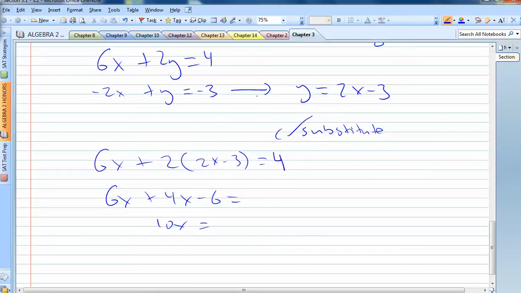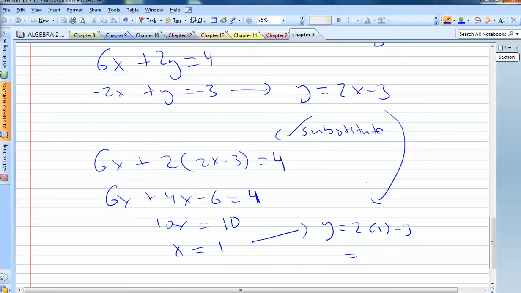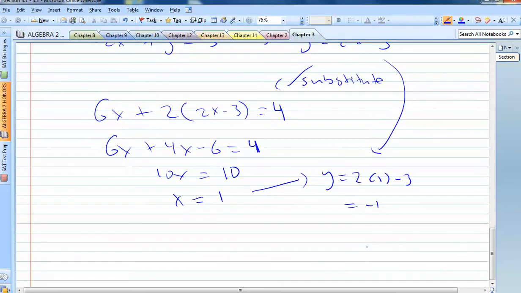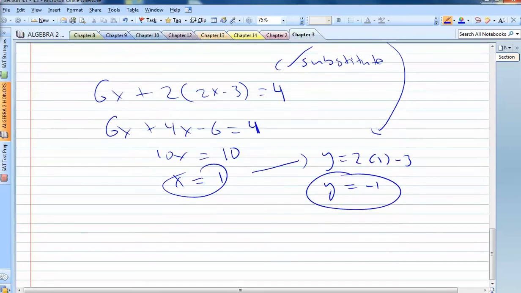So 6x plus 2y equals 4. We're replacing y with 2x minus 3. So x equals 1. Now, we can solve for y by plugging 1 in for x. You get negative 1. And you can plug 1 in for x really into any equation to solve for y. Just easier to plug back into y equals 2x minus 3. So, again, we get the same answer. And then the last method.